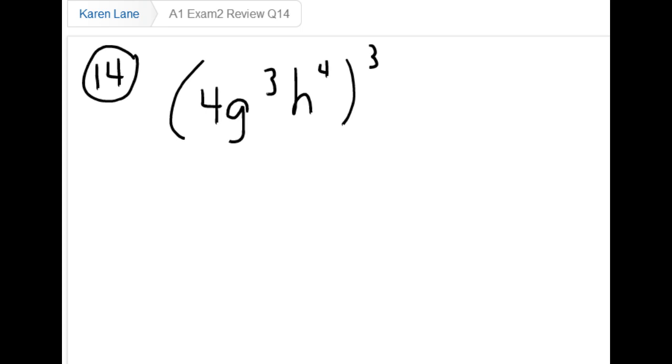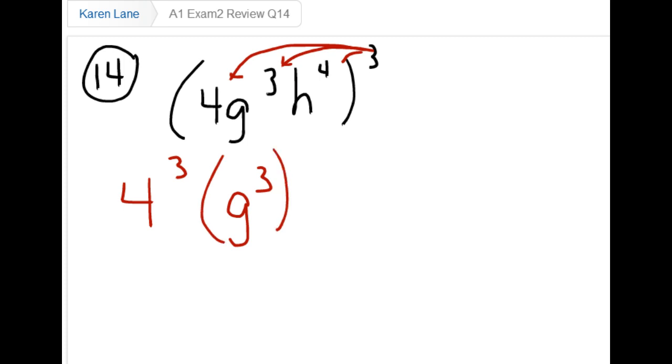Question 14. Simplify 4g to the 3rd power, h to the 4th power, all raised to the 3rd power. The first thing we're going to do is distribute this outside 3 to all the other terms that are inside. So we'll have 4 raised to the 3rd power, g to the 3rd raised to the 3rd power, h to the 4th raised to the 3rd power. Now remember, when you have a power raised to a power, that's when you multiply.